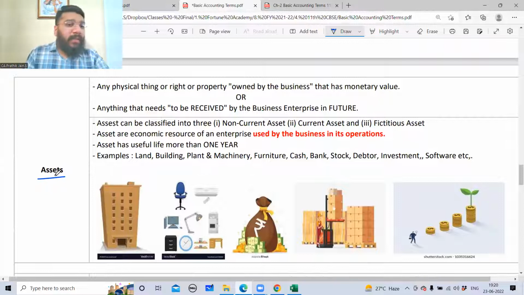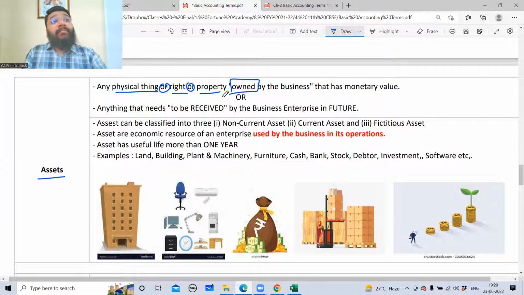What is asset? Asset is any physical thing or right or property that is owned by the business. Anything that the business owns is an asset. Primarily, you're owning a thing. For example, plant and machinery. It's a thing, right? Which can be physically touched. But it is not necessary that it should be a physical thing. Physical thing is not necessary. I'll discuss about it very soon.